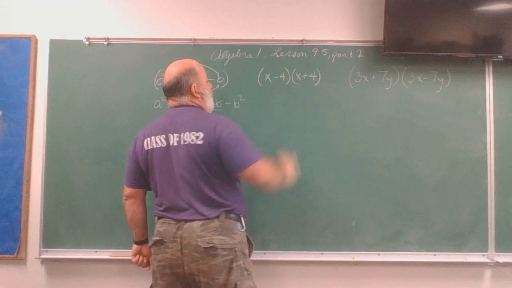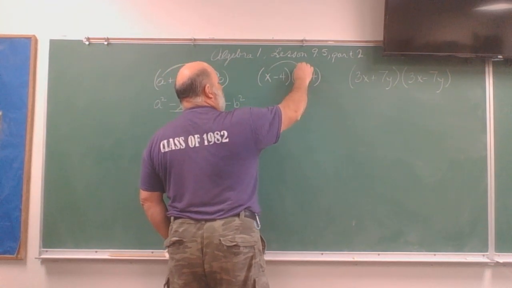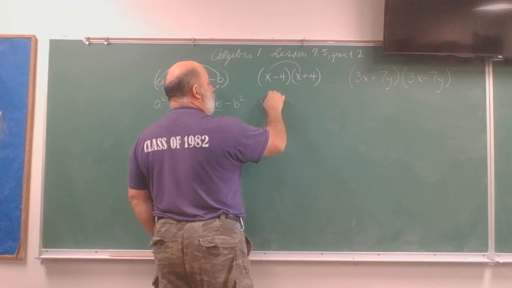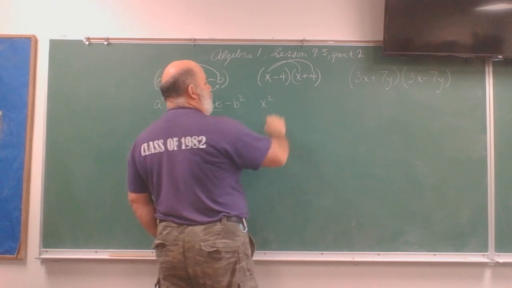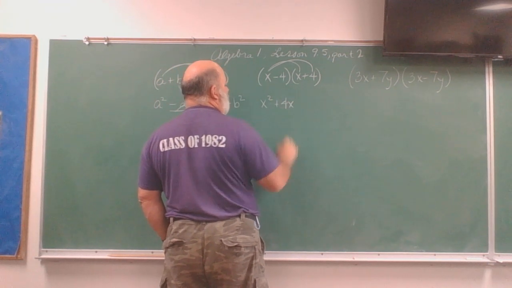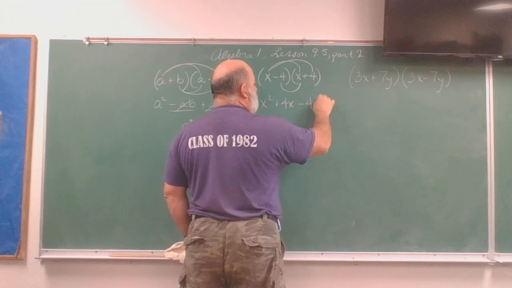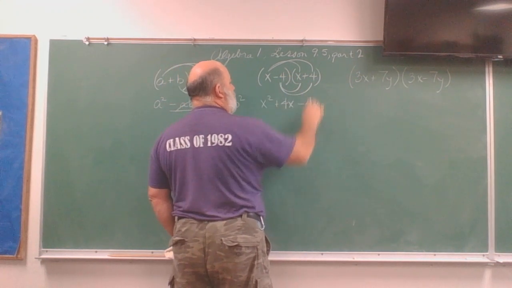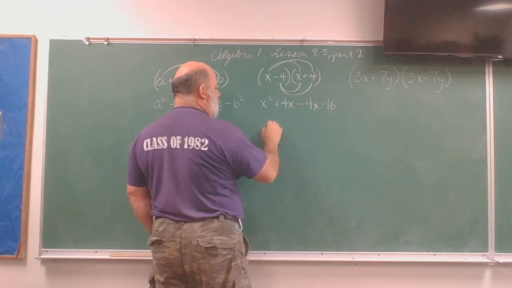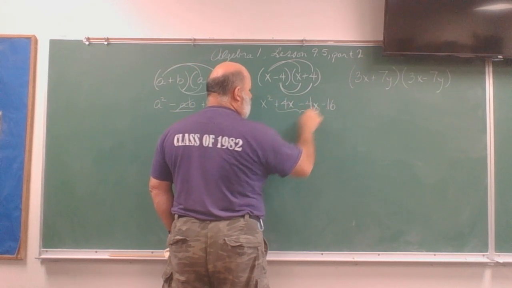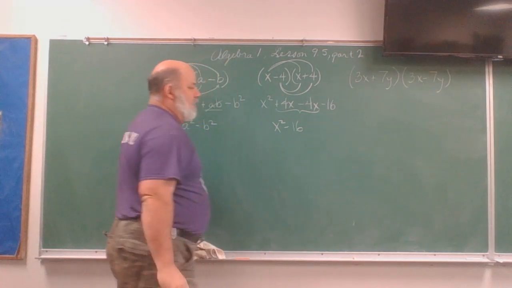It has x minus 4 times x plus 4. Do the FOIL method. First, x times x is x squared. Outer, x times 4 gives me 4x. Inner, negative 4 times x gives me negative 4x. And last, negative 4 times positive 4 gives me negative 16. These two middle terms eliminate, and I'm left with x squared minus 16.